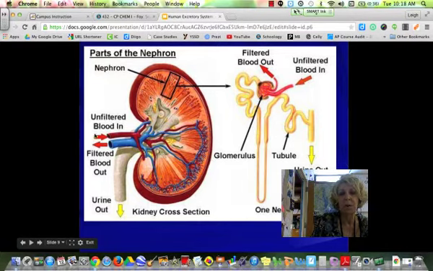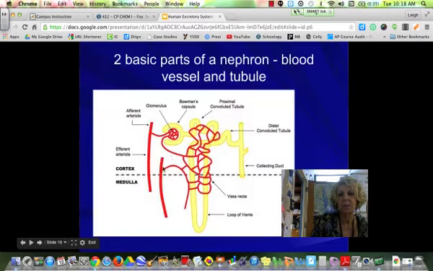Our unfiltered blood comes in and branches down into smaller and smaller blood vessels. Eventually, one of those blood vessels moves into these millions of little glomeruli and gets filtered. Then these tubules are the things that make the urine, and the urine flows like creeks coming into a bigger river and then into a big stream out into the ureter. So that's the basics of how it works.